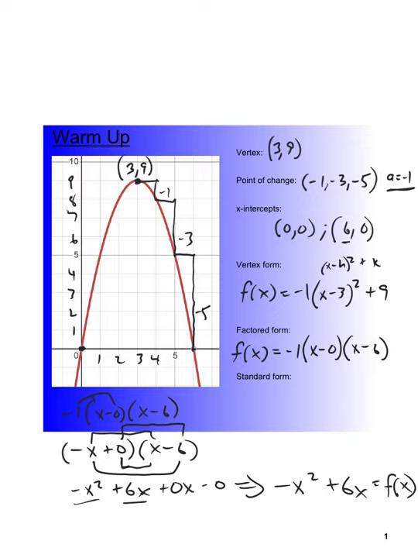The y-intercept, based on the standard form, is going to be at 0, since it's plus 0. You can see there's the y-intercept right there at the same spot as the x-intercept, so that's not surprising. But that would then be our standard form right there. So that's just a little recap of where we were.